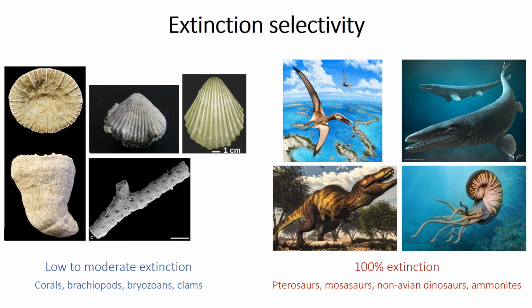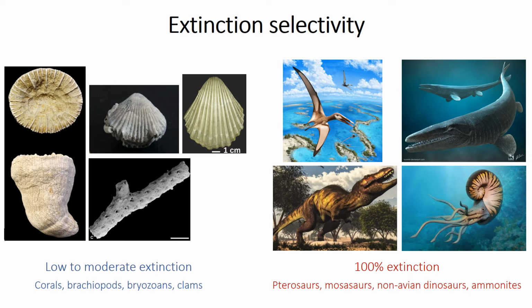Now, in contrast, if you look at the ones on the right that had essentially 100% extinction, so all of these flying reptile pterosaurs went extinct, all of these swimming reptile mosasaurs went extinct, all of the non-avian dinosaurs or non-bird dinosaurs went extinct, and all the ammonites went extinct. Well, what do they have in common?